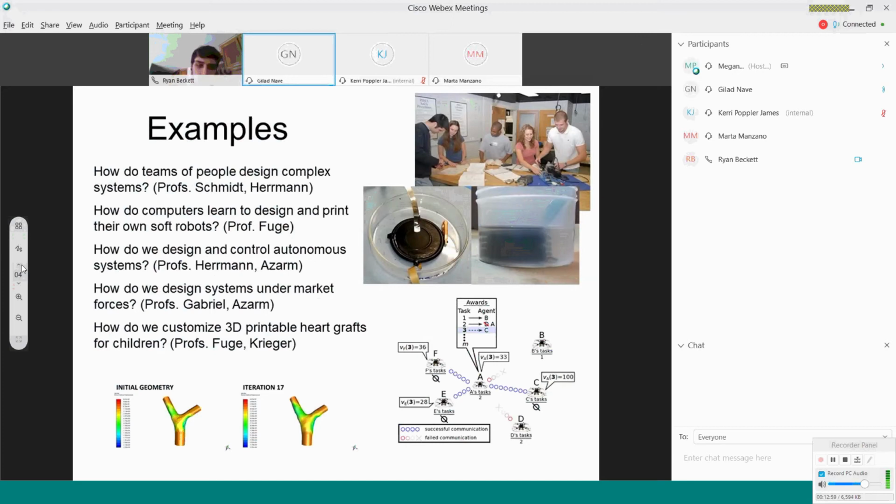And so Professor Schmidt and Hermann have a number of different programs where they look at developing tools to help people work together to develop complex systems.